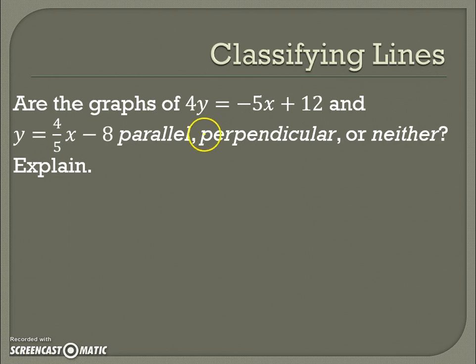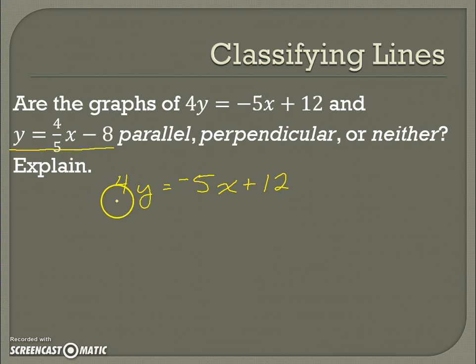It says, are the graphs of 4y minus 5x plus 12 and y equals 4/5 x minus 8 parallel, perpendicular, or neither? The way you do this is you have to get both of these into slope-intercept form. This one's already in slope-intercept form, so I just need to work on this second one. And then I compare their slopes. The slope tells me whether or not it's parallel, perpendicular, or neither.